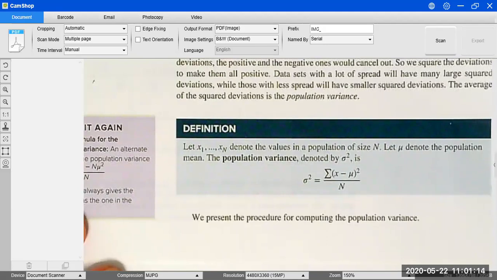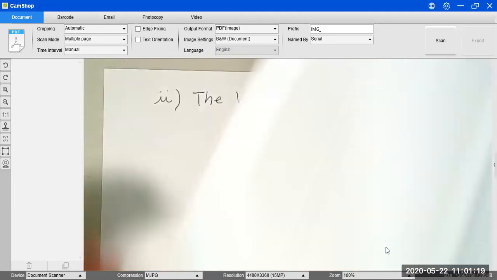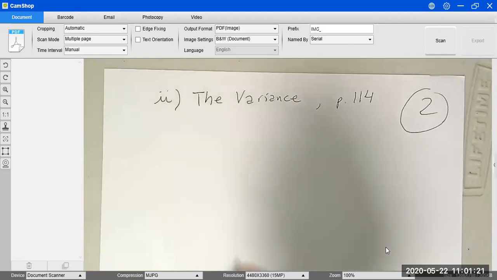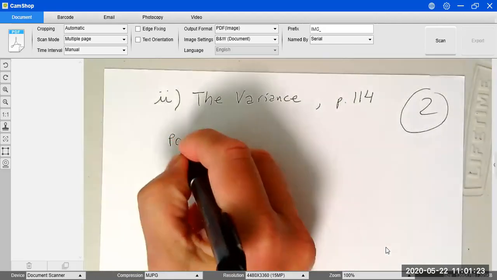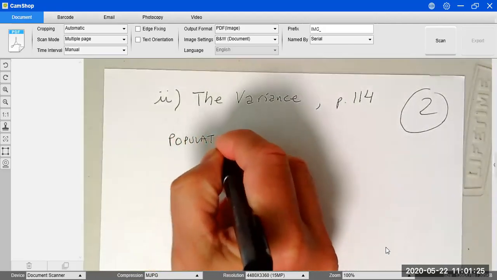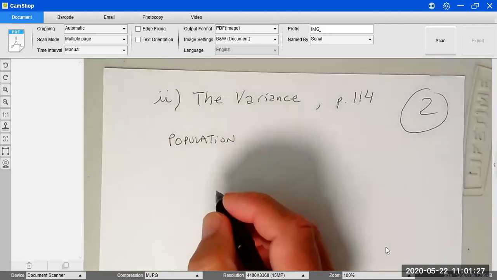So let's work on this then. Let's write this down on our notes. We're going to have a formula for the population variance.